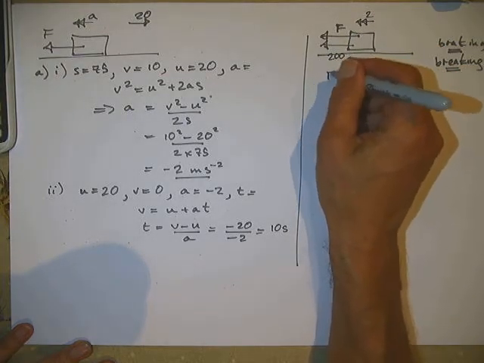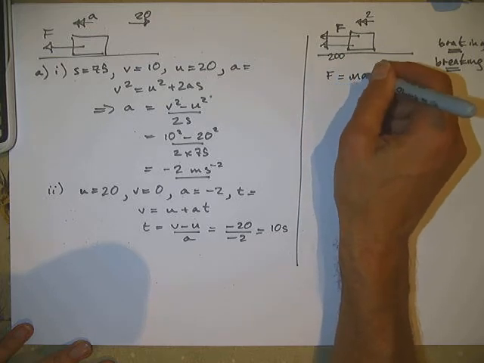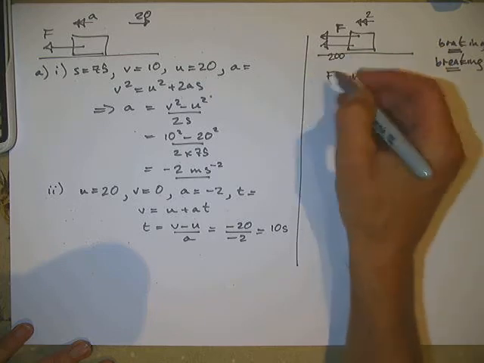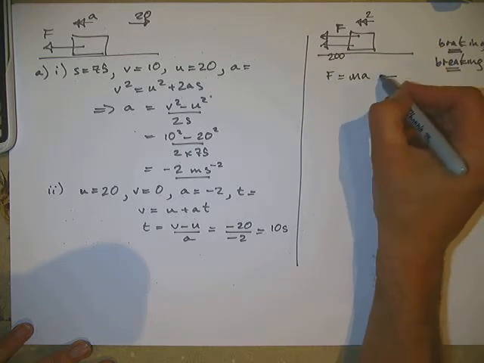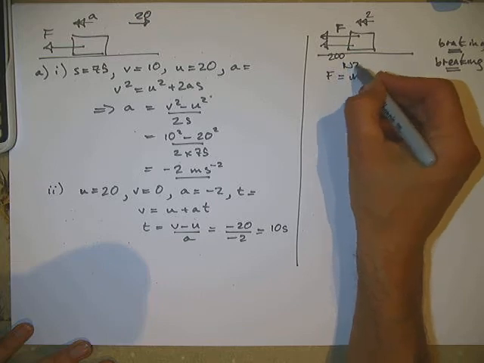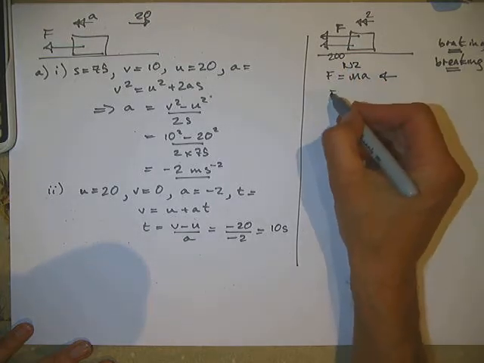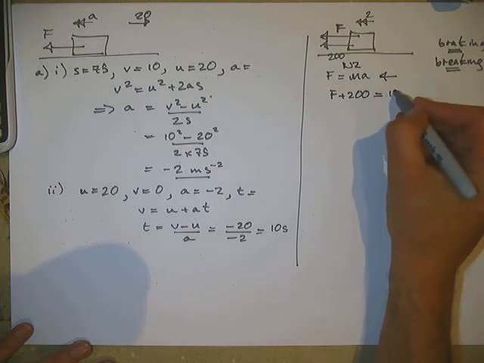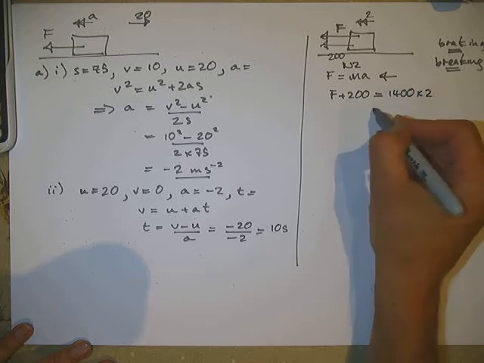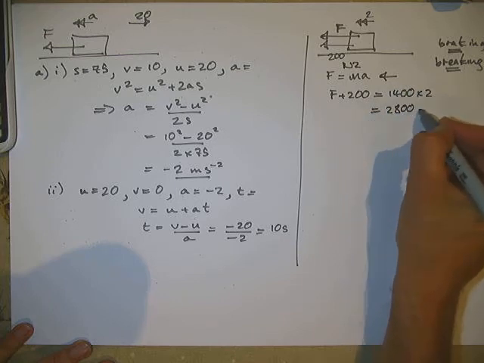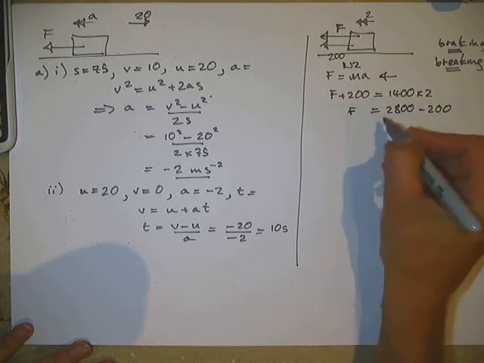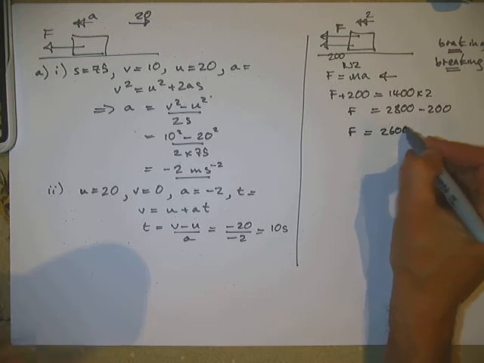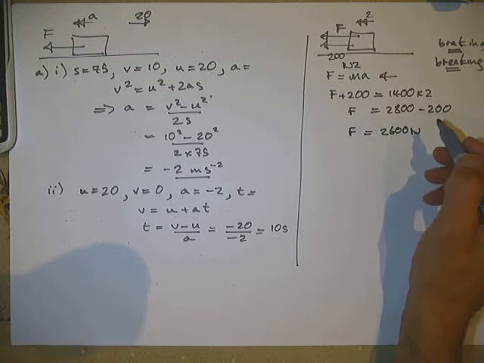So this is now Newton 2. Why am I not going to write it in vector form? It's all in a straight line. I can keep it in this format now, can't I? So F equals ma that way, or I could write Newton 2 that way. It's equivalent. F plus 200 is the mass of the car, 1400, times 2, 2800. Take 200, F is 2600 newtons.